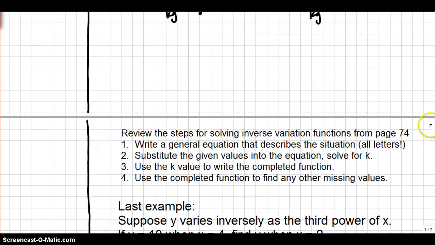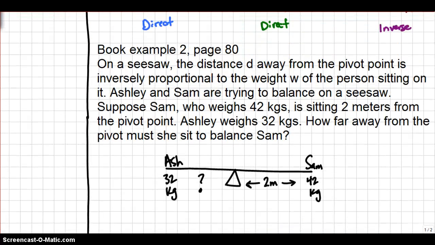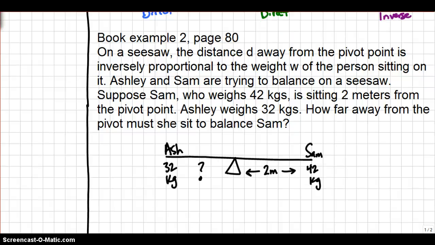Those are the same steps as we did yesterday in the direct variation lesson for 2.1, excuse me. So we're going to go ahead and do our first step. We're going to copy this statement here and turn it into symbols. Distance away is inversely proportional to the weight.